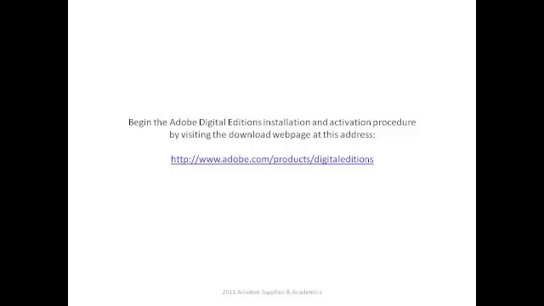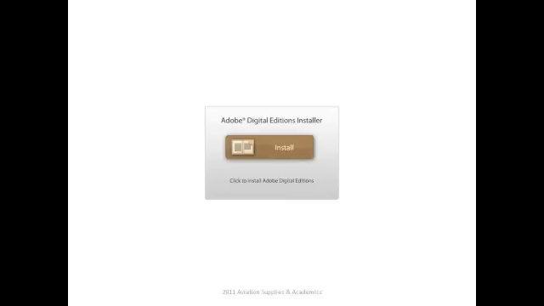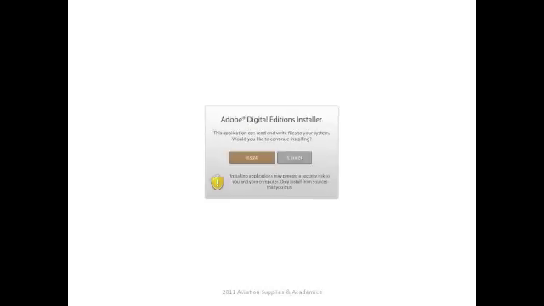Begin the Adobe Digital Editions installation and activation procedure by visiting the download webpage at this address. Keep in mind that you must be logged in as the computer administrator to install this application. Find the Adobe Digital Editions Installer window on the page and click Install. You will be asked a security question. Click the Install button to allow the application to install. For security purposes, you will be asked again whether or not you wish to install the program. Click Yes to download and install Adobe Digital Editions.